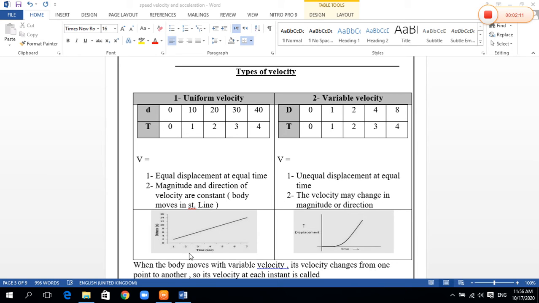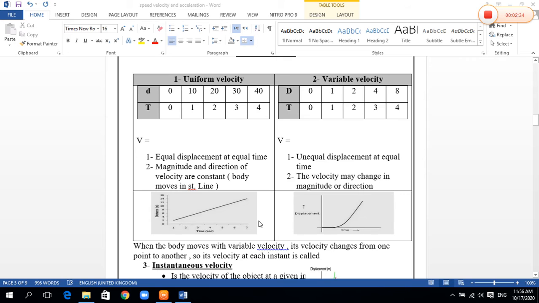On the distance-time graph, we will find that the uniform velocity is represented by a straight line passing through the point of origin. Okay, this point of origin. But in case of variable velocity, we find that it is a curved line on the distance-time graph.